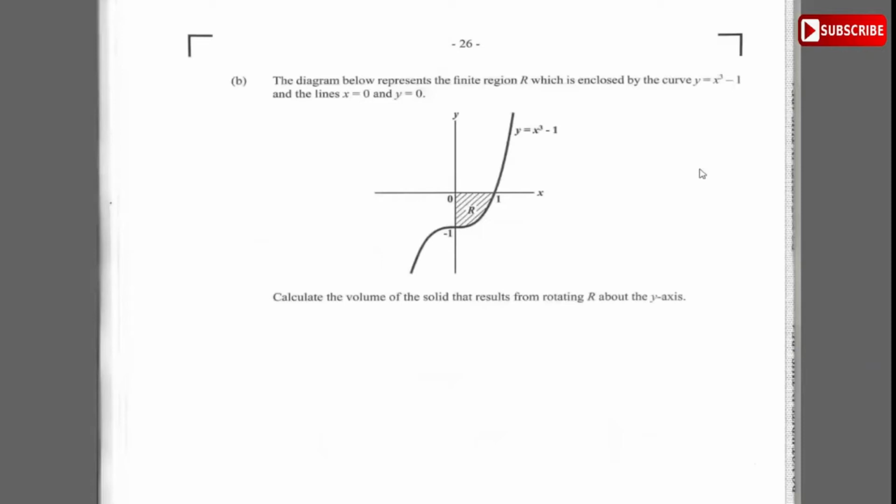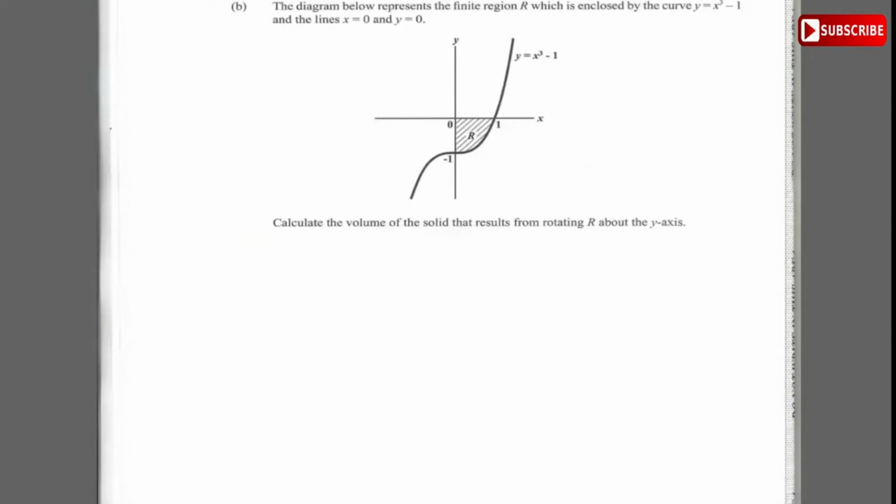It says now the diagram below represents a finite region R enclosed by the curve y equals x cubed minus 1, and the lines x equals 0 and y equals 0. Calculate the volume of the solid from rotating R about the y-axis. Now it says about the y-axis. So we have to remember that volume about the y-axis is equal to pi times the integral of x squared dy, sorry, x squared dy. That's volume about the y-axis. Remember, I never said volume about the x-axis.